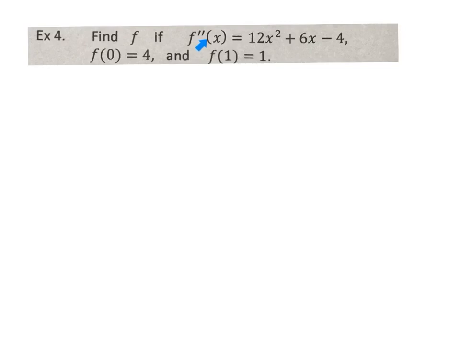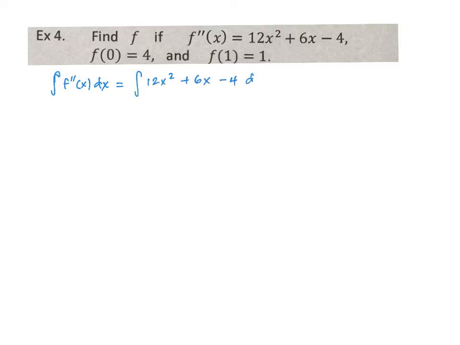In example number 4, we need to find the antiderivative 2 times since we're given f double prime. So the first time, the integral of f double prime is going to be f prime, and then we do another antiderivative, which is the integral of f prime. Then we get the function f of x. So let's start.